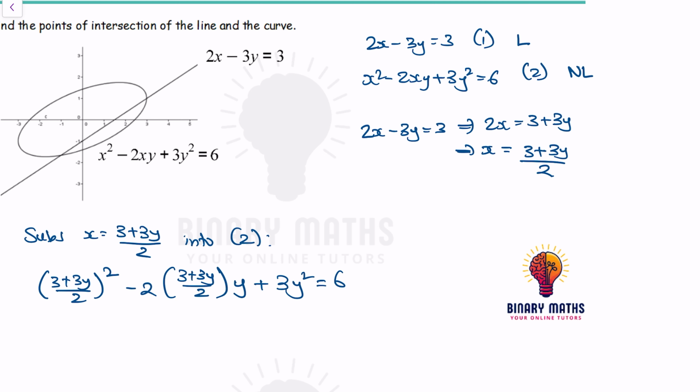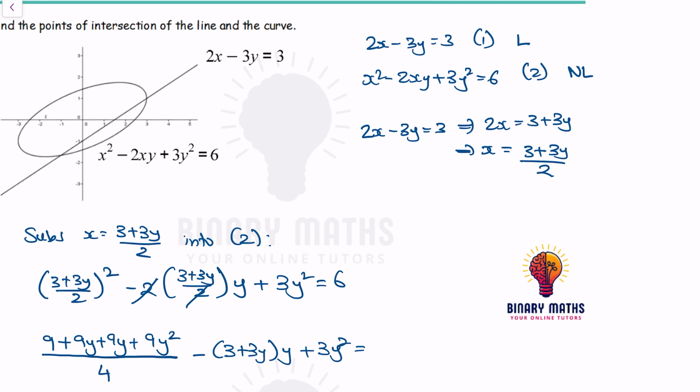Okay, if I expand the top, 3 plus 3y squared, I end up getting 9 plus 9y plus 9y plus 9y squared, all over 2 squared, which is 4, minus, okay, if I look at this term, the 2 and the 2 here will cancel out. So all I'm left with is 3 plus 3y times y plus 3y squared is equal to 6.